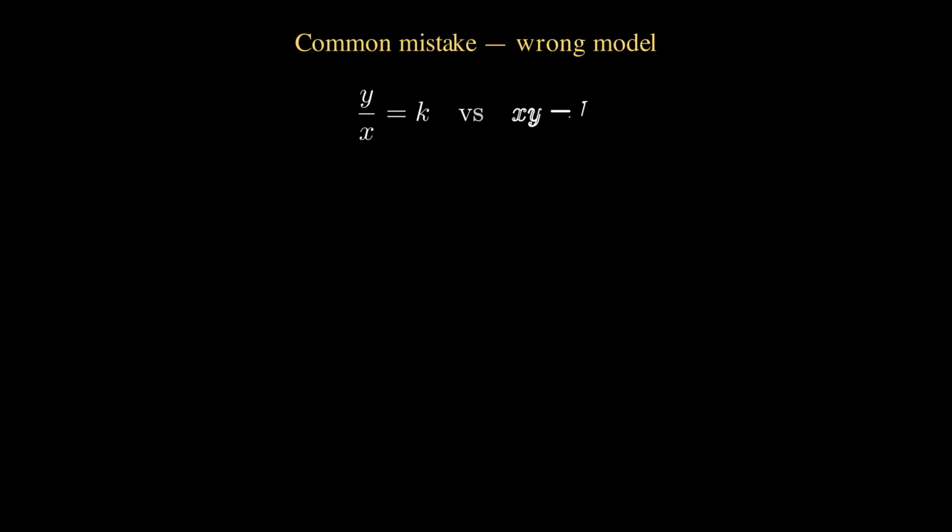Common mistake, mixing up direct and inverse. Direct means the ratio y over x is constant. Inverse means the product xy is constant. If the words say directly proportional, think y equals kx. If they say inversely proportional, think y equals k over x.